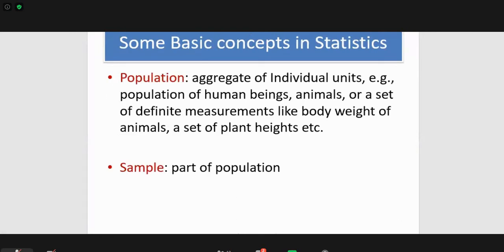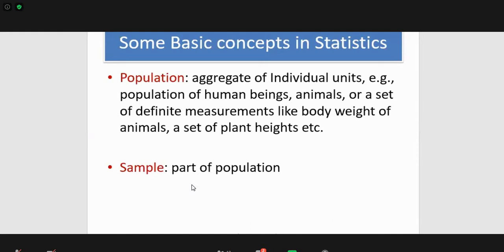In statistics, we use certain terms. We use the term population, and we use the term sample. Whenever you conduct research, it's not possible to study the whole population. What we do is we study a small portion of the population. On the basis of that small portion, which we call a sample, we study the sample and we draw our conclusion. We give our interpretation for the population. Now, the population is your aggregate of individuals or units.